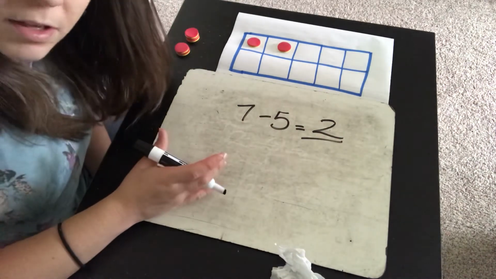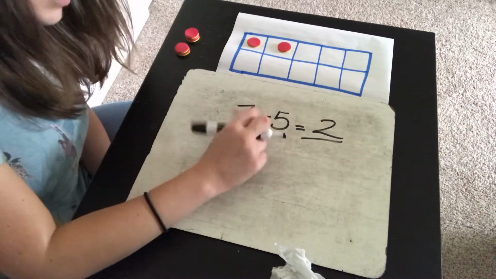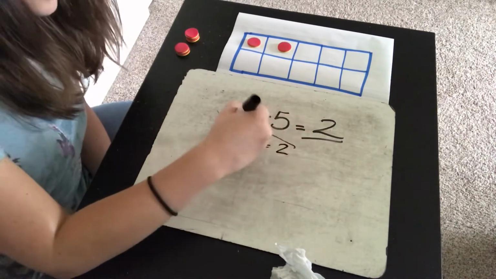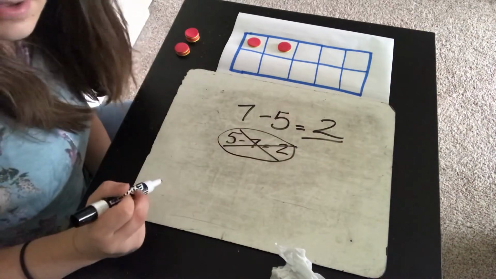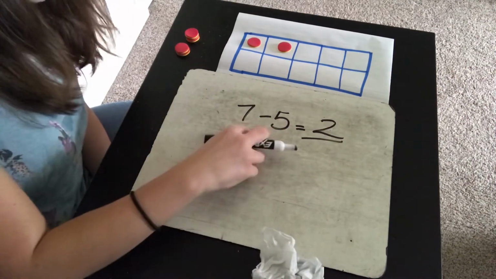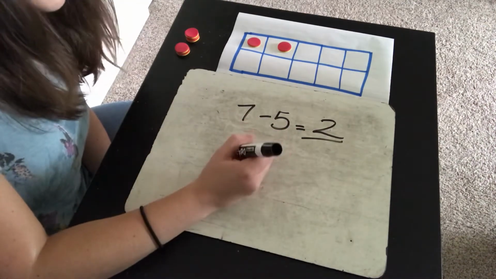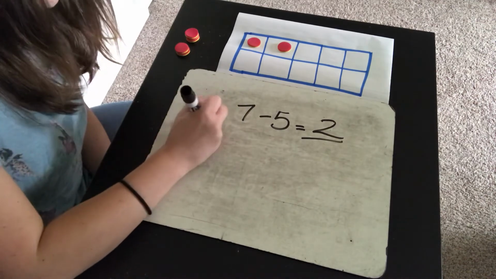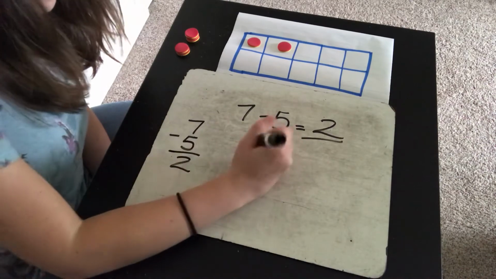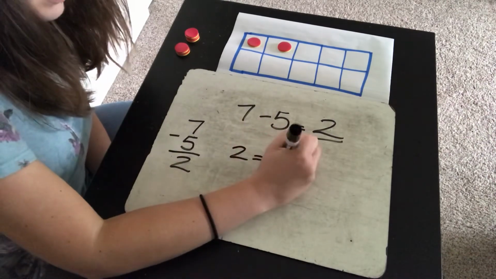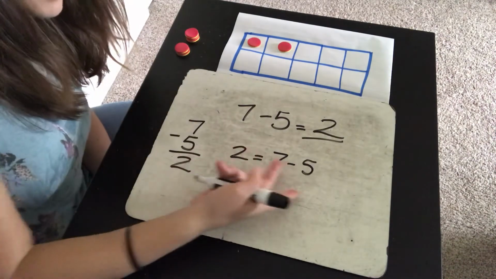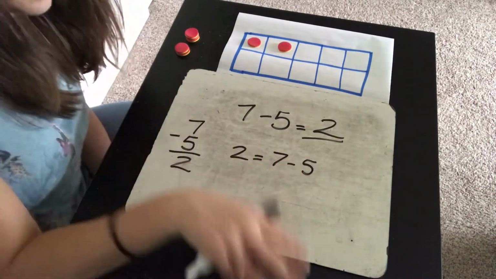Remember, we cannot use the commutative property with subtraction. So we cannot say 5 minus 7 equals 2 because that's just not possible. Okay? So you cannot flip your subtrahends here. They have to stay in this order, but I still can write the problem different ways. I could still write it 7 minus 5 equals 2, or 2 equals 7 minus 5. You just can't use the commutative property and switch what you're subtracting.